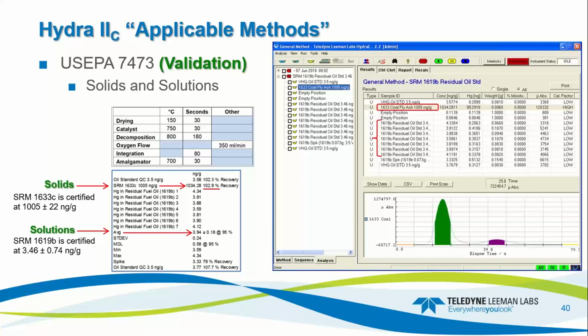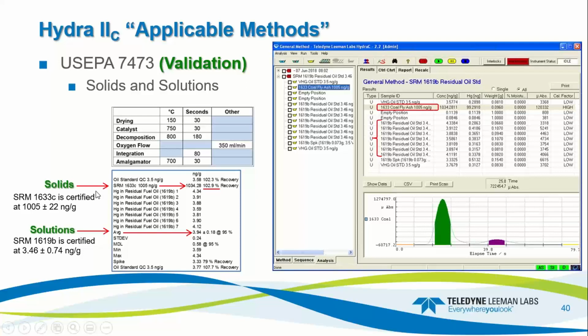So US EPA 7473 validation. That is for solids and solutions. Here, my solution happens to be residual fuel oil. I ran 7 replicates, and I achieved 3.94. The certified value is 3.46 plus or minus 0.7, so well within that range. So that's my solution. One of my quality control samples was coal fly ash.